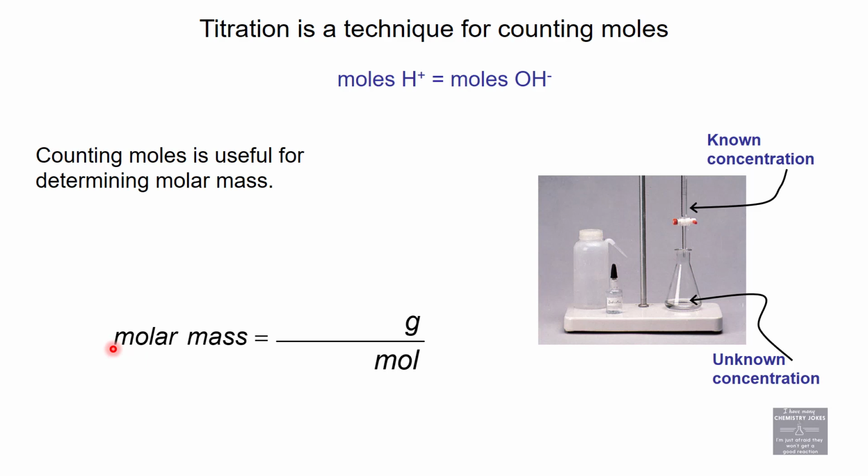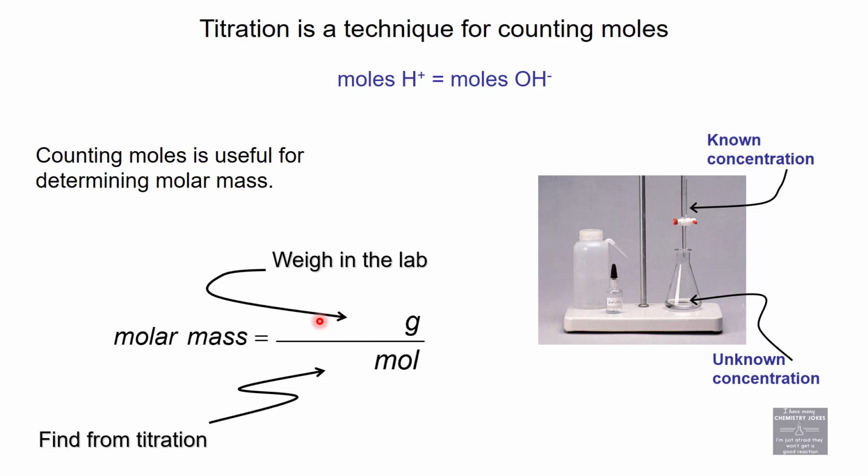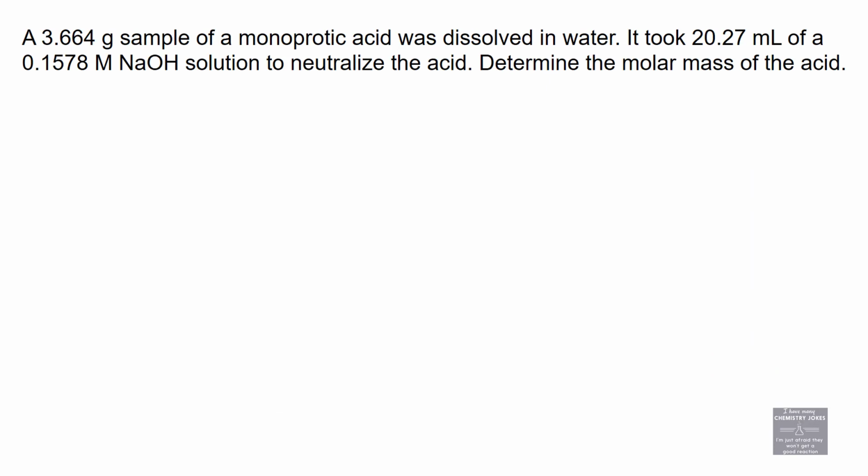Molar mass has the unit of grams per mole, and titrations are a great way to count moles. So we can determine this bottom number from a titration, and if we wanted to find molar mass, we can weigh this amount in the lab. And so something that you may have done last semester is this exact type of thing where you have an unknown acid, you weigh out a certain amount, dissolve it in water, and then do a titration of it. Knowing how much base you add, you take advantage of the equivalence point, which means moles of acid is equal to moles of base, and then you know how much acid you got. Let's see this in action with some numbers.